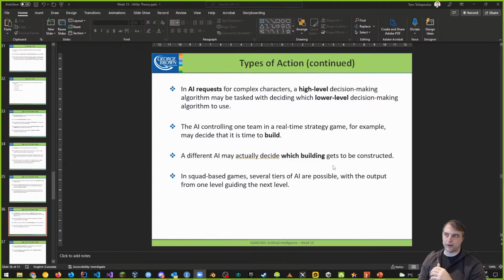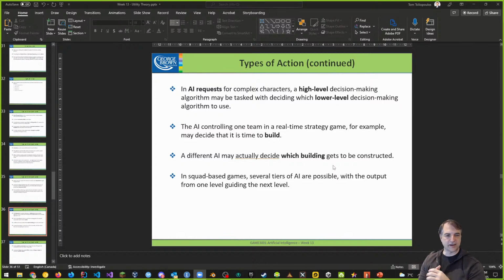Another one might be AI requests. Remember we talked about hierarchical state machines. We talked about combining decision trees at a high level with the state machine internally, almost like a high-level decision-making algorithm and a lower-level decision-making algorithm, right? So AI requests might do that. They might make a request from one system to the other, from one decision tree to a state machine or something like that. An example would be the AI controlling one team in a real-time strategy game, which may decide that it's time to build. So it activates the build action, right?